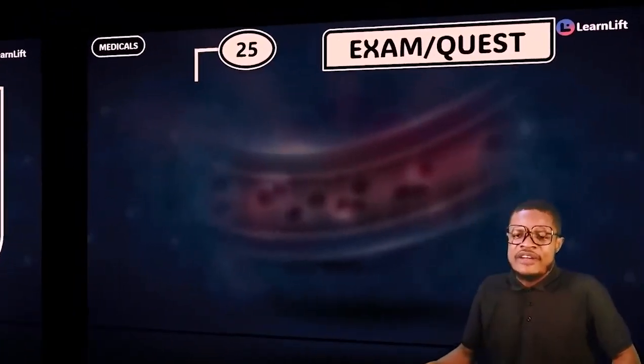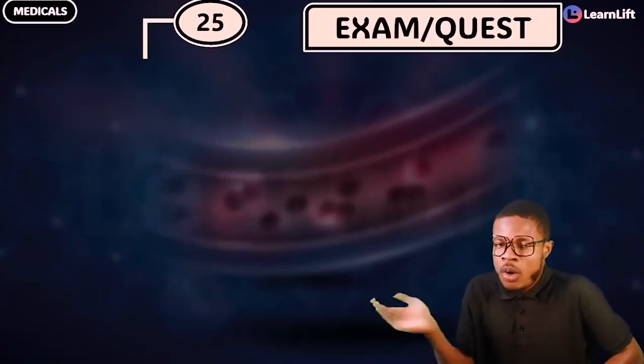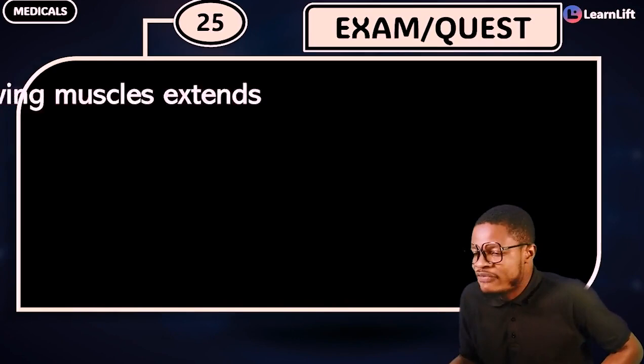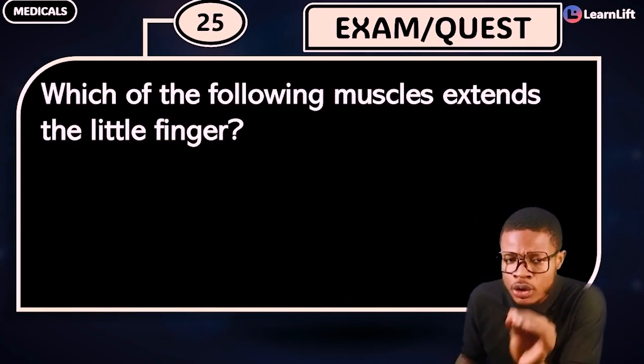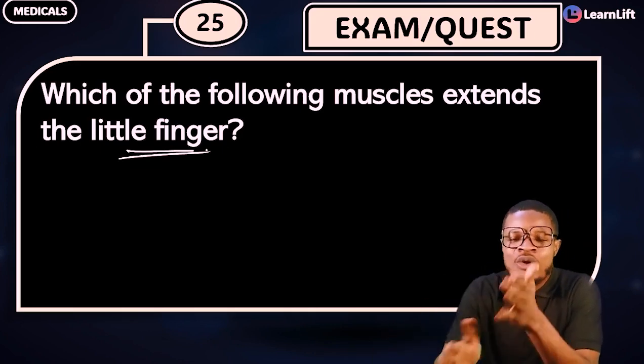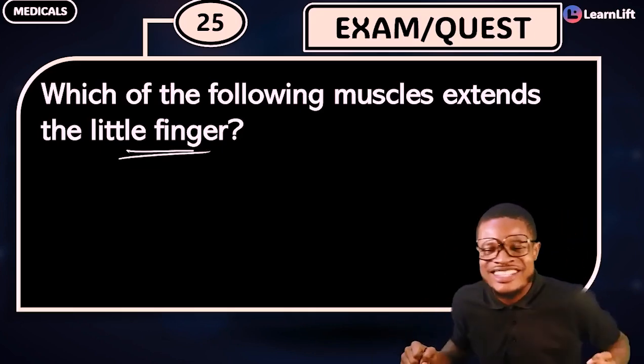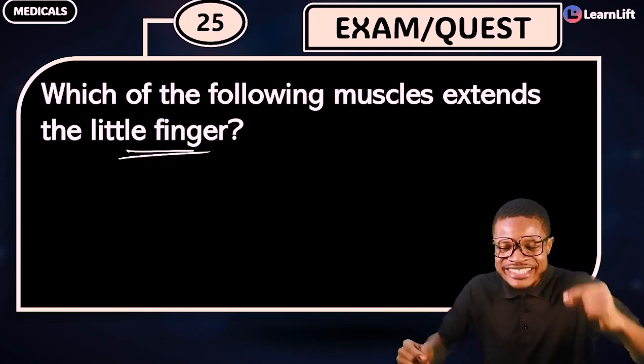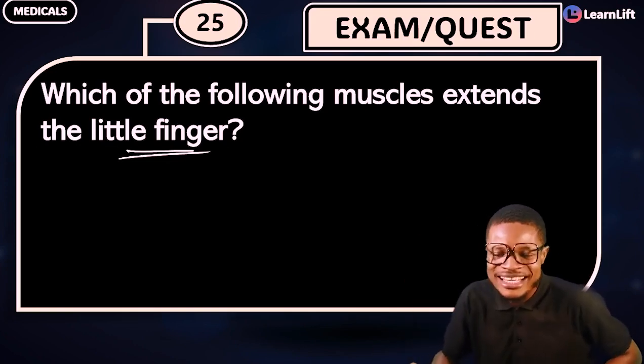Look at the next question very fast. Let's go. Warm up, let's go. Question 25 says, which of the following muscles extend the little finger? Without calling the name, give me the correct one. You are doing well. Extensor digiti minimi is the answer.